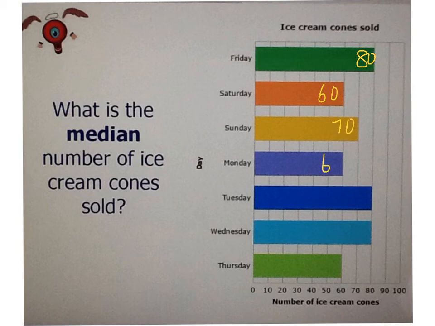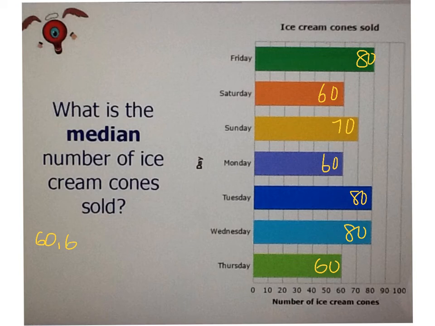And then on Monday, there were 60. And on Tuesday, there were 80. And on Wednesday, there were 80. And on Thursday, there were 60. Now, if that's my data set, I have to list the numbers again in order from least to greatest.